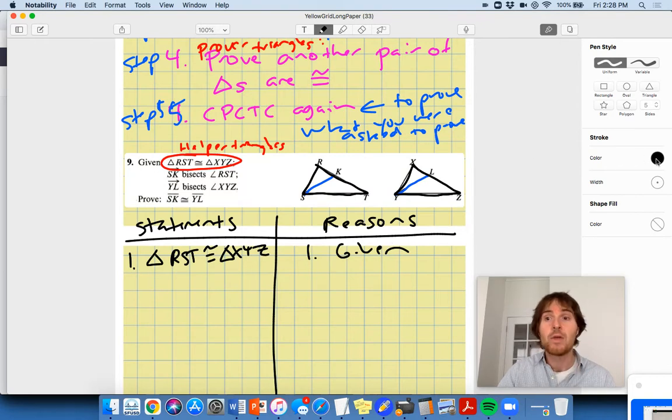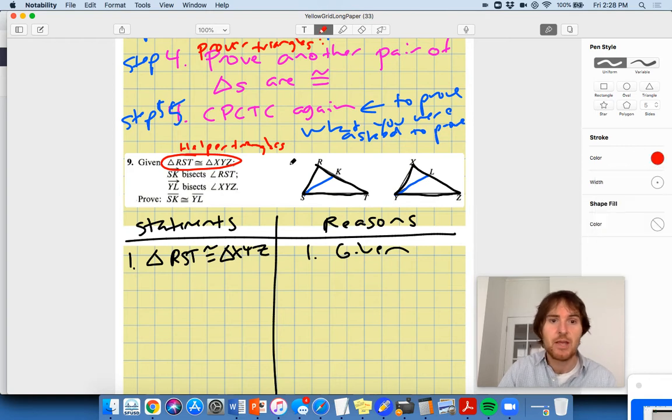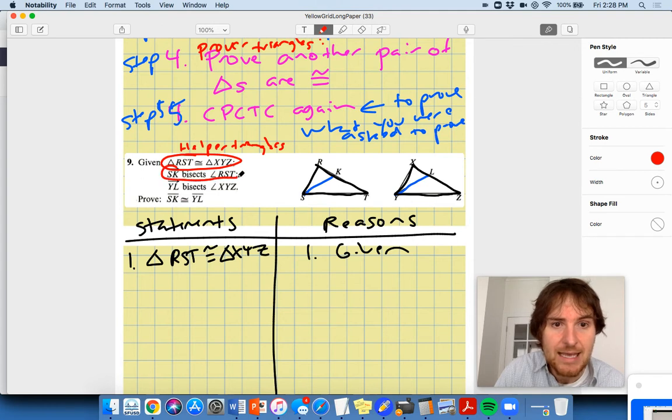So we also have this to work with, or maybe I'll mark up the other stuff and include all my givens here, okay? So another piece of information that I have here is that we got a couple of bisectors. So we know that ray SK is the angle bisector of angle RST. So we know that that's going to be congruent to that. Those 2 angles are congruent to one another. So we know that. Bisects here, okay?